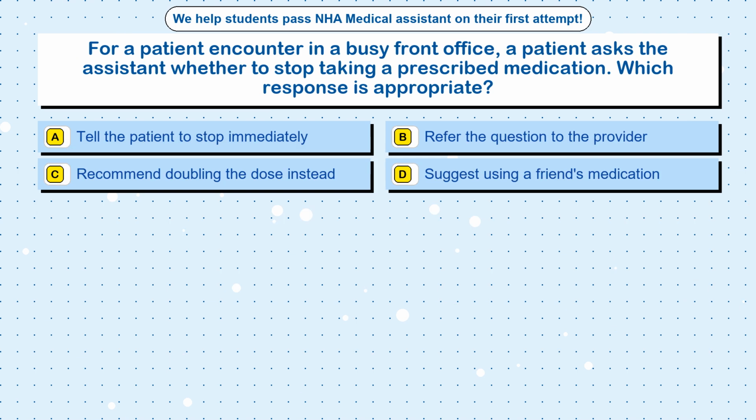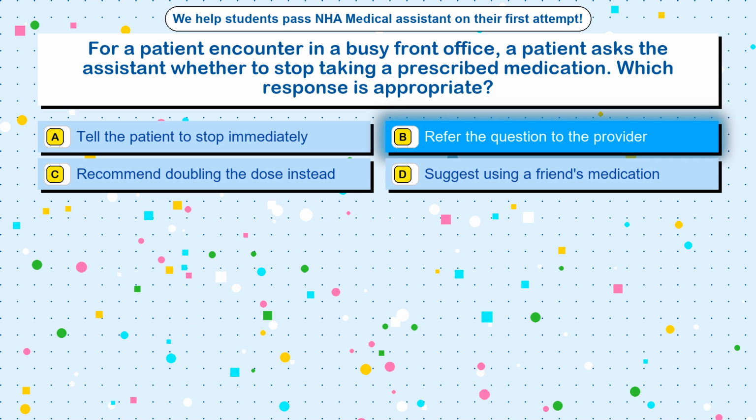Question 90. For a patient encounter in a busy front office, a patient asks the assistant whether to stop taking a prescribed medication. Which response is appropriate? Option A. Tell the patient to stop immediately. Option B. Refer the question to the provider. Option C. Recommend doubling the dose instead. Option D. Suggest using a friend's medication. The correct answer is option B. Refer the question to the provider.